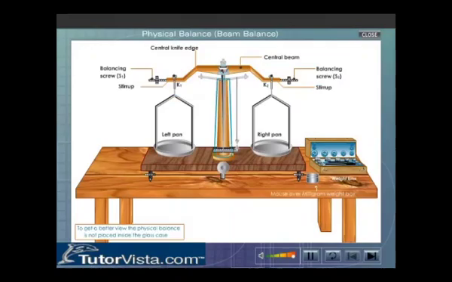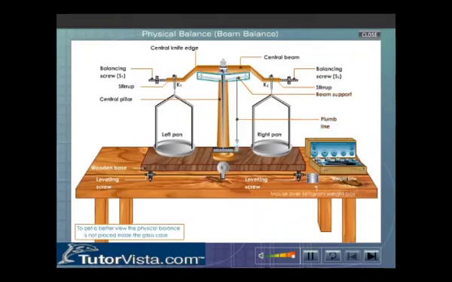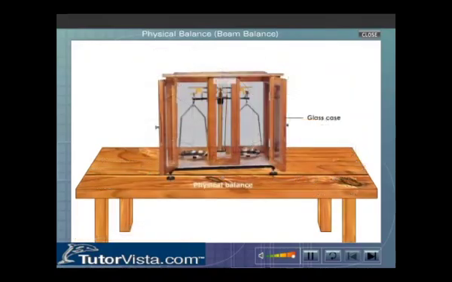There is a central pillar mounted on a wooden base. At the bottom of the wooden base, there are leveling screws. A plumb line, which is used to set the balance in the horizontal plane, is suspended from the beam support. A pointer is fixed in vertically downward direction. The pointer moves over a graduated scale attached to the central pillar. Two scale pans of equal masses are suspended from the stirrups. The balance is enclosed in a case provided with glass doors.